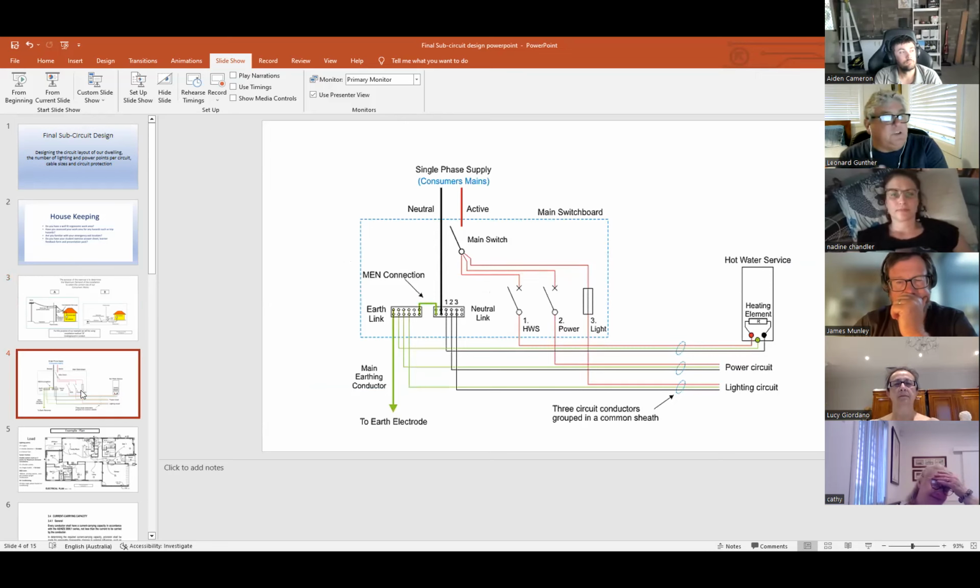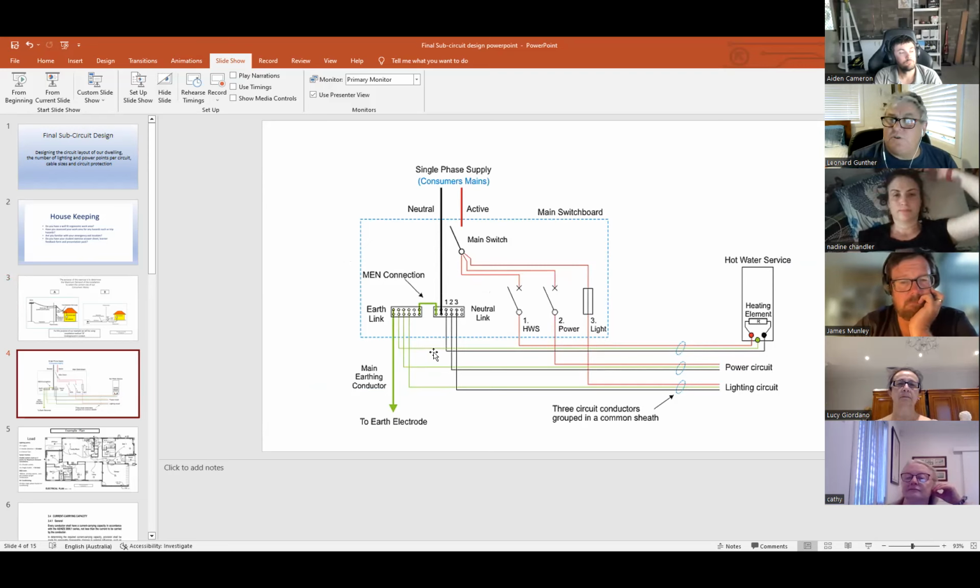As you can see with this picture, it might look like a lot of lines to the laymen here, but this is basically your meter box where your fuses are outside on the house. These things here represent switches. They're basically circuit breakers. You've got a main switch and then your circuit breakers, and these red, green, and black, that's what we call our final sub-circuits.